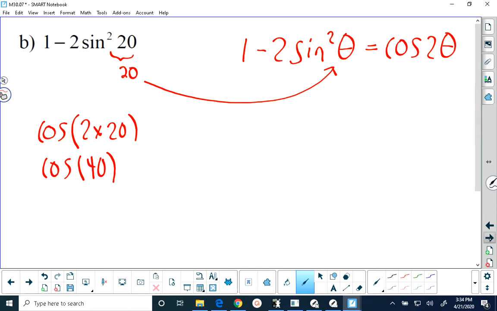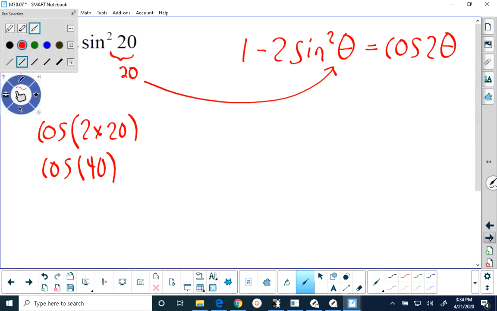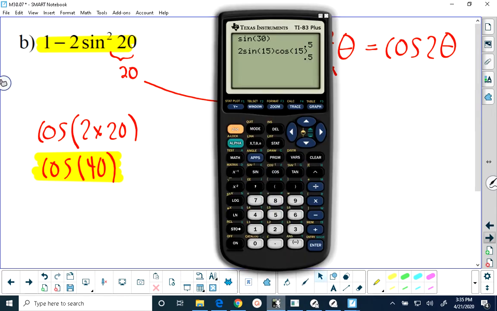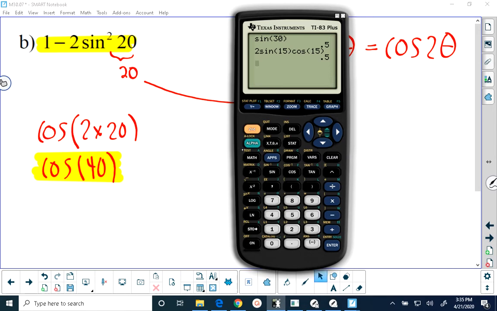So we can check this out on the calculator now by entering 1 minus 2 sine squared of 20 rads and entering cosine of 40 rads and seeing what we get. I'll do the cosine of 40 rads first. I want to make sure I'm in radians because, again, there's no degree symbol. So if I take cos of 40 rads, I get this number. Now I want to take 1 minus 2 sine squared of 20.